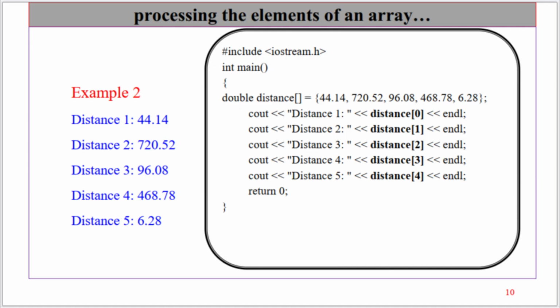#include <iostream>, int main. Double distance equals 44.14, 720.52, 96.08, 468.78, 6.28. cout distance 1, distance[0] endl. cout distance 2, distance[1] endl. cout distance 3, distance[2] endl. cout distance 4, distance[3] endl. cout distance 5, distance[4] endl. Return 0.